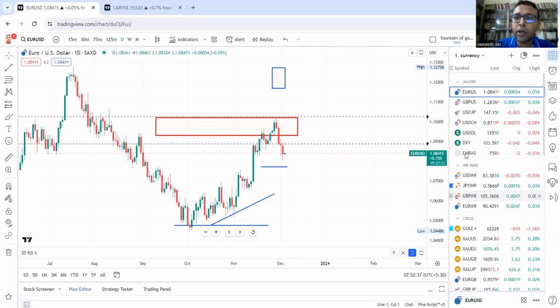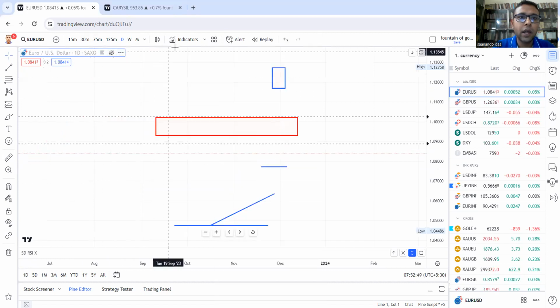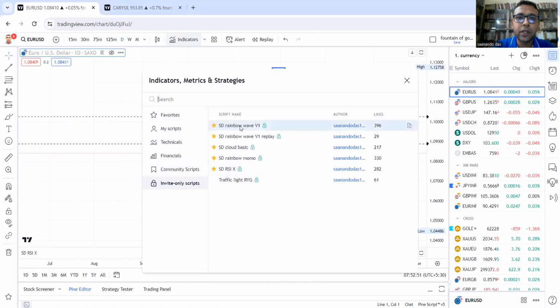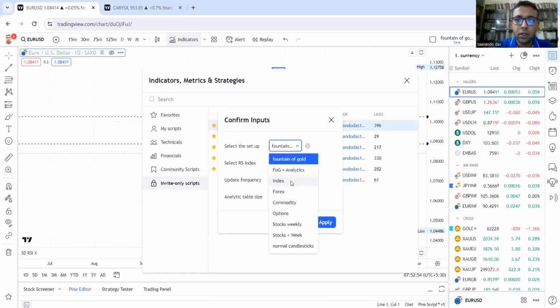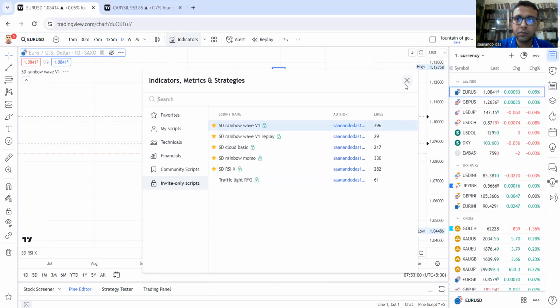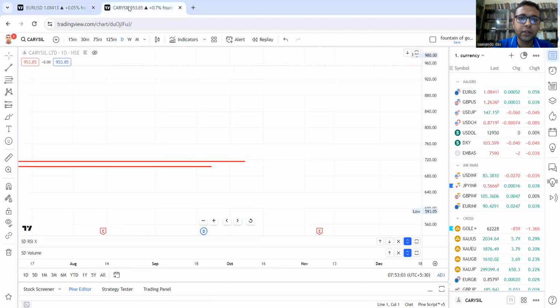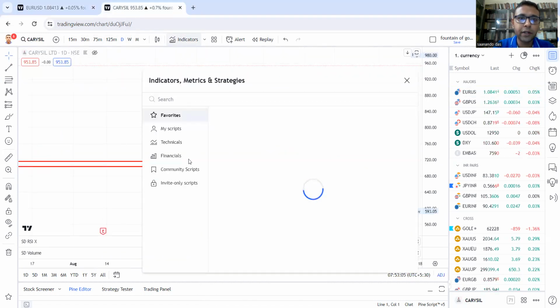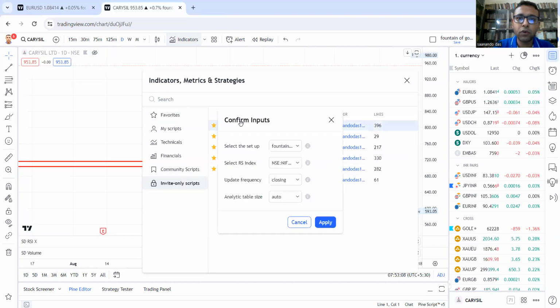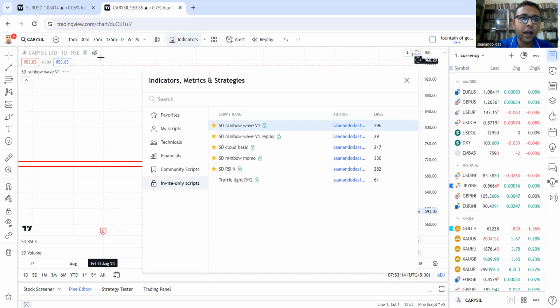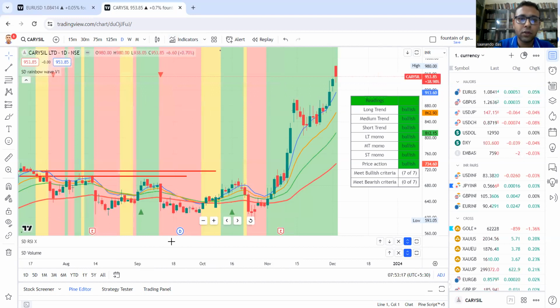तो ये 4 कॉन्ट्रैक्ट और ये 3, ये आप लीगली ट्रेड कर सकते हो. टू एनालाइज दिस, फर्स्ट हम लोग क्या करेंगे, ये ओरिजिनल कैंडल वी विल हाइड and we'll go to indicators. We'll apply SD Rainbow Wave version 1 and I'll choose 4x. Also in the next one, I'll go to indicators, invite only, SD Rainbow Wave version 1. But here I will choose normal candlesticks and I will unhide the candles.